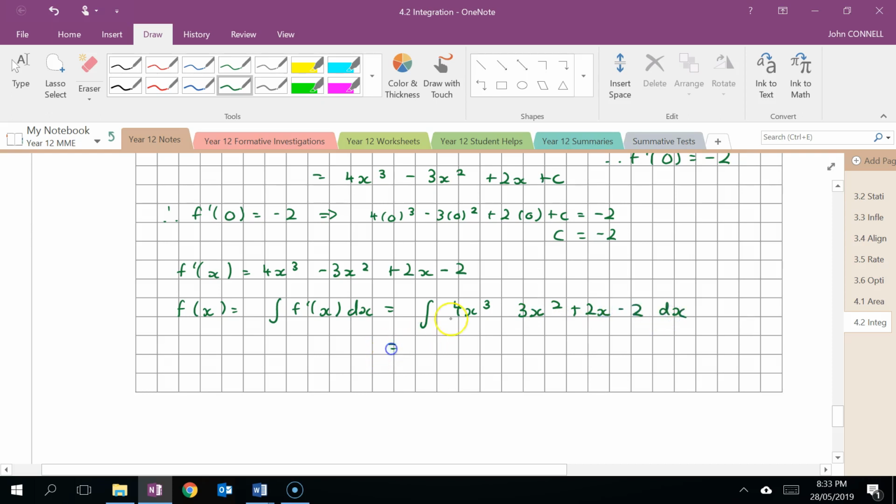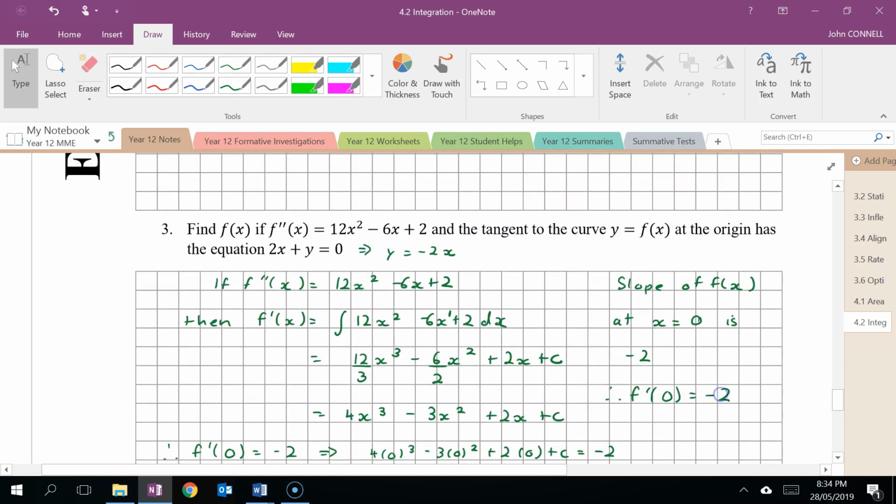And then I go with my adding powers and dividing by the new power. So I'm going to get 4x to the 4 on 4, take 3x to the 3 on 3, plus 2x to the 2 on 2, take 2x plus c. So these 4's cancel, 3's cancel, 2's cancel. So it'll be x to the 4, take x cubed, plus x squared, take 2x plus c.